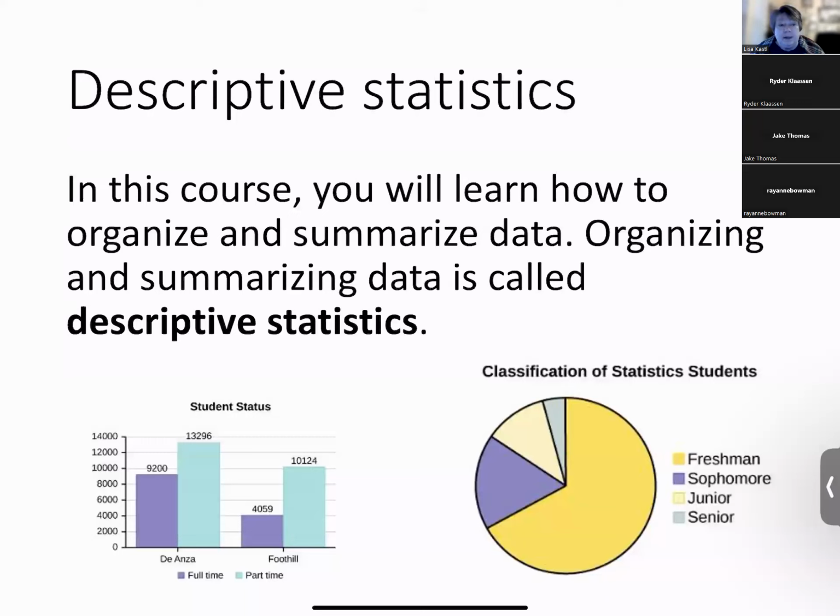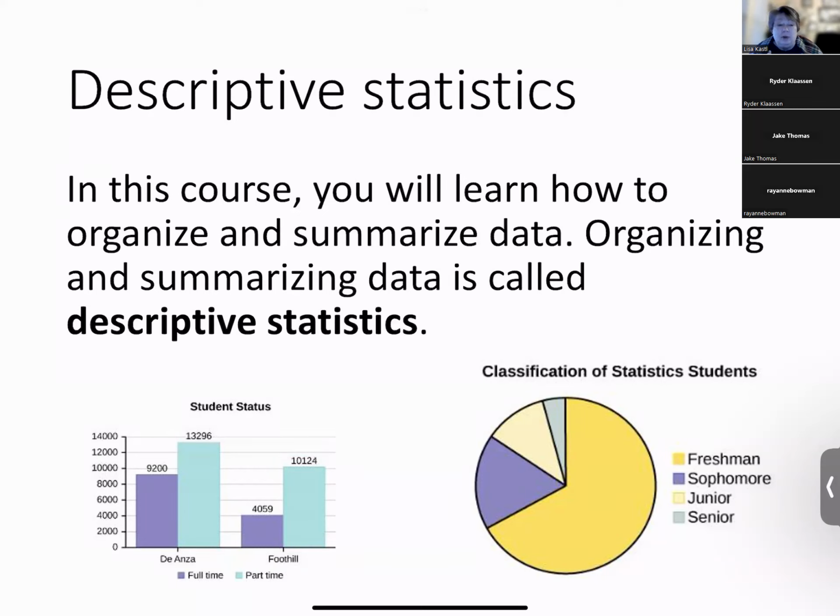The first chart is a bar chart, and bar charts are very helpful to show us a comparison between two different categories. And it gives us a frequency. It gives us how many are in that category, by raw number. I'd have to put my glasses on to see that. So that first college, the number of part-time students is 13,296. So they actually put the label on top of the bar, so I immediately know exactly how many students are part-time at that college.